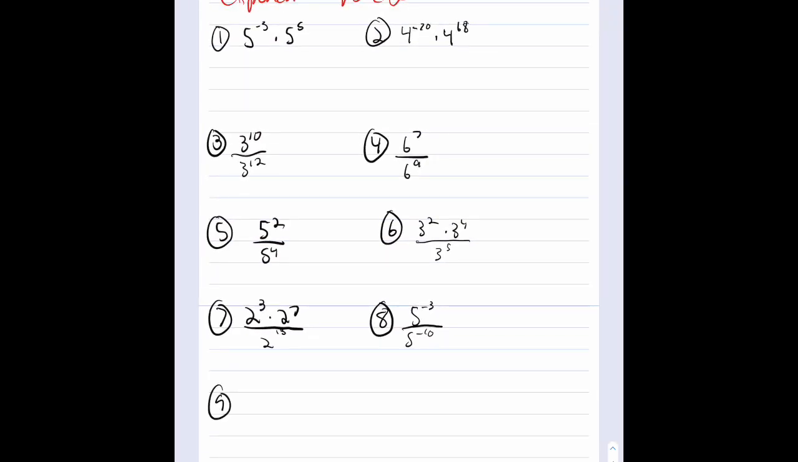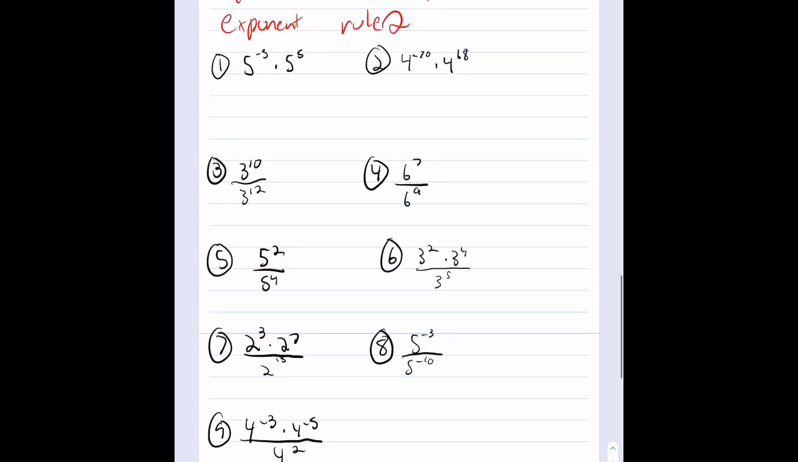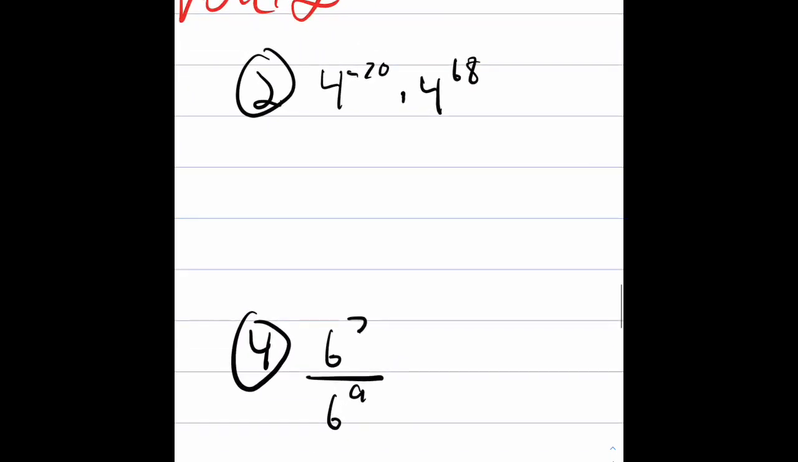All right, so here we go. Let's try some together, and then I will go over some and let you guys try some. So I want to try number 2 with you. So 2 is 4 to the negative 70th times 4 to the 68th. Well, we're going to use our product rule. So we'll get 4 to the negative 70 plus 68, which is negative 2. So we're going to get 4 to the negative 2.